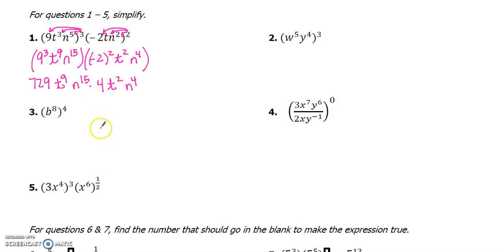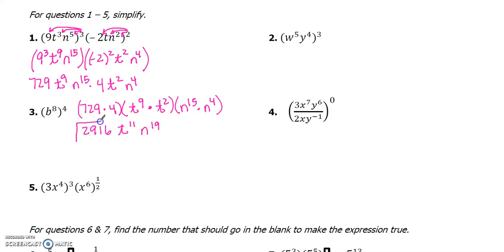Okay, this is multiplication, so I can do this a couple different ways. I'm going to rearrange and put my coefficients together, and then I'll put my like bases together. Makes it a little easier to see what we're supposed to do with our exponents. So 729 times 4 will give me 2,916. T to the 9th times t to the 2nd, it's multiplication and my bases are the same, so I add my exponents. I will get t to the 11th, and then n to the 15th times n to the 4th, again, add your exponents, and I will get 19. So this is my final answer for number 1.